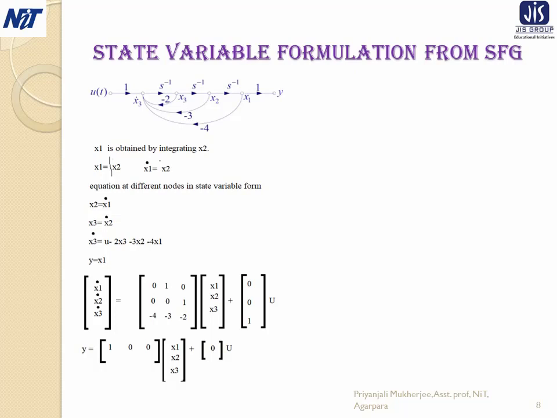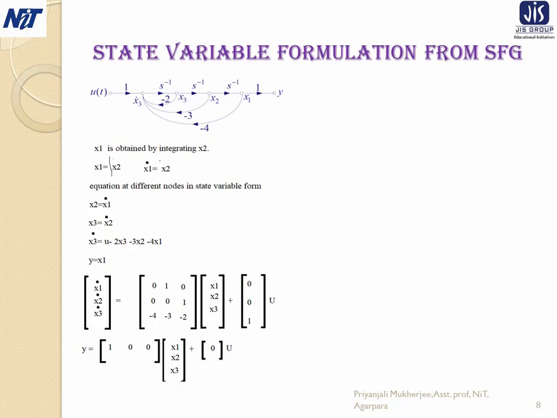So minus 2 of x3, minus 3 feedback that is coming from the x2 node, so minus 3 into x2, minus 4 into x1.